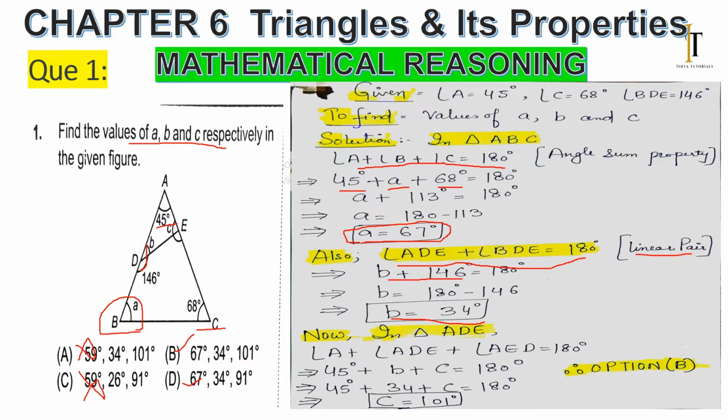Now in the small triangle, please check in the figure, ADE, here angle A plus angle D plus angle E is equal to 180. The reason is angle sum property. On substituting the values, A is 45 degrees, angle D is B and angle AED is C. On solving for C, we got 101 degrees. It means option B is our correct answer.